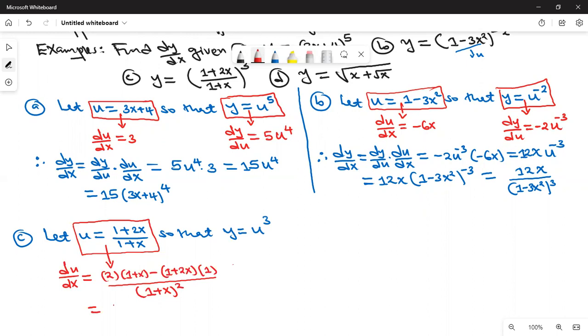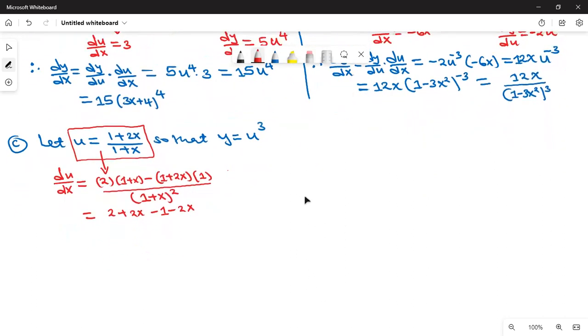when you simplify, this is the same as 2 plus 2x minus 1 minus 2x, and the whole of that is divided by (1 plus x) squared. See, we can simplify 2x minus 2x, so there we have 1. Our answer here is 2 minus 1, that is 1, over (1 plus x) squared. That is du dx. Again, let's differentiate this to get dy dx.